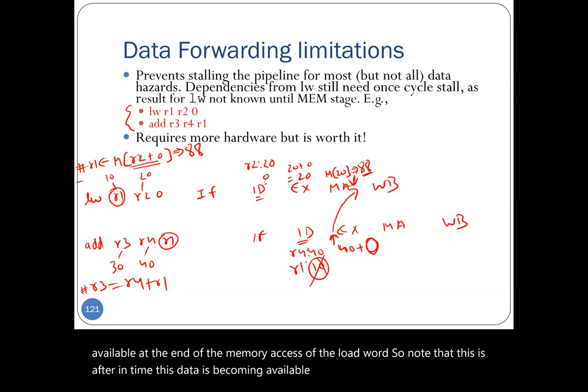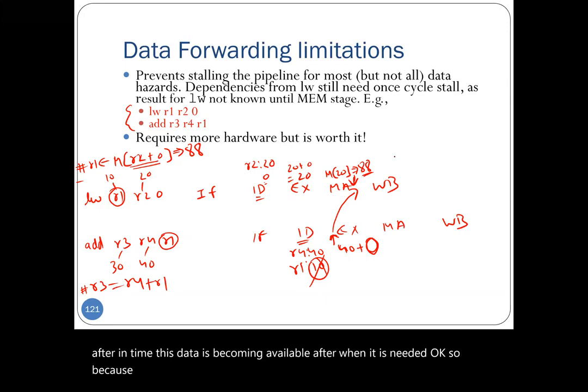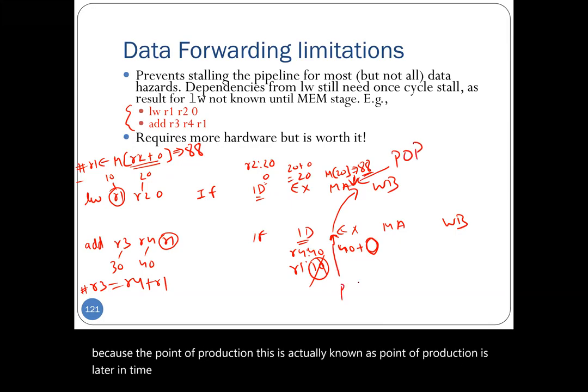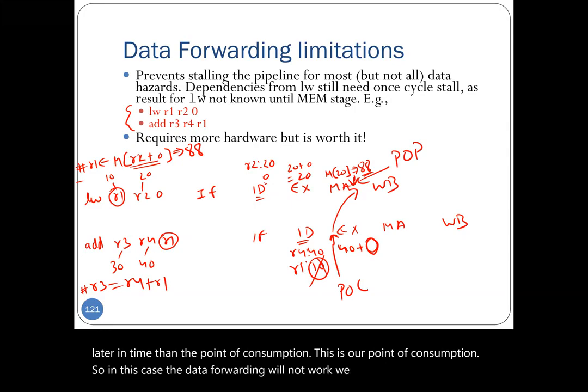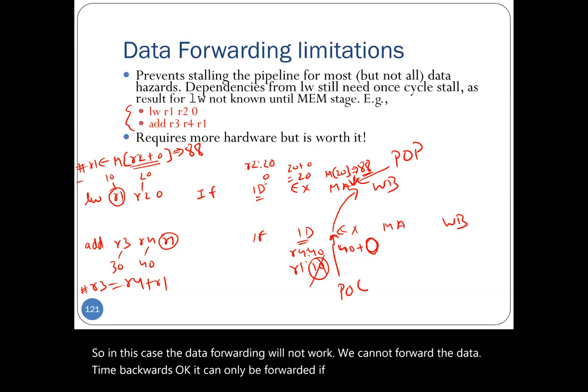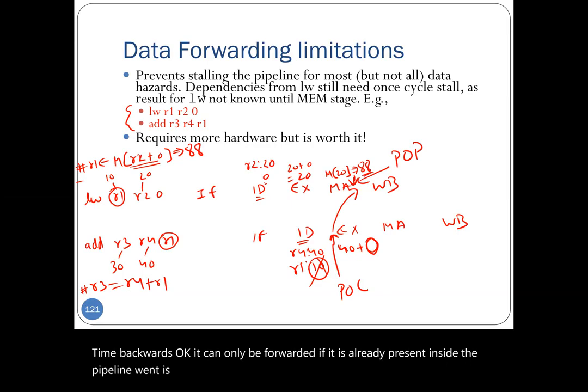Okay, so because the point of production, as it is known, is later in time than the point of consumption. This is our point of consumption. So in this case, the data forwarding will not work. We cannot forward the data backwards in time. It can only be forwarded if it is already present inside the pipeline when it is needed. So in this case, data forwarding will not work. We still need some stall.